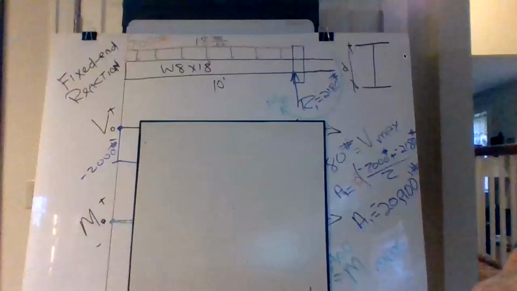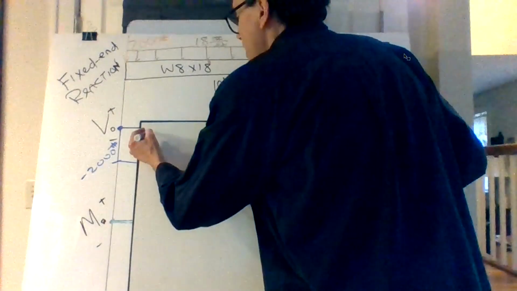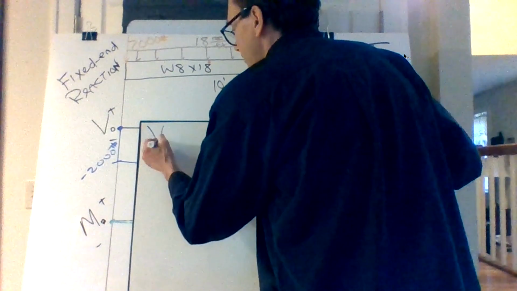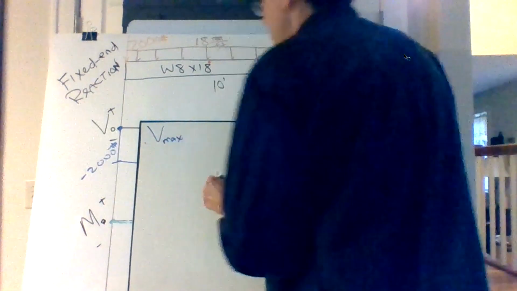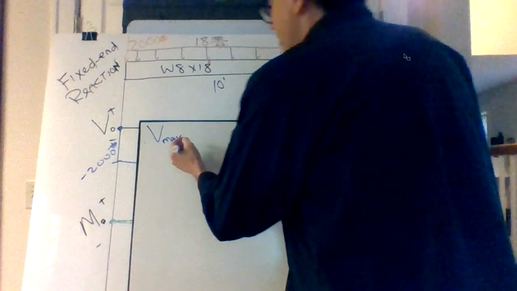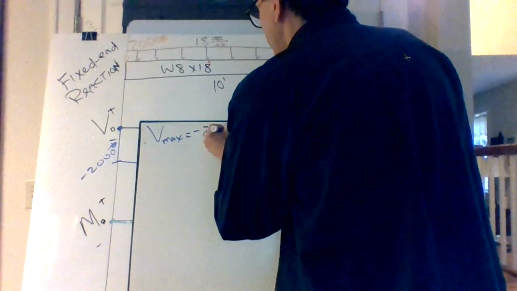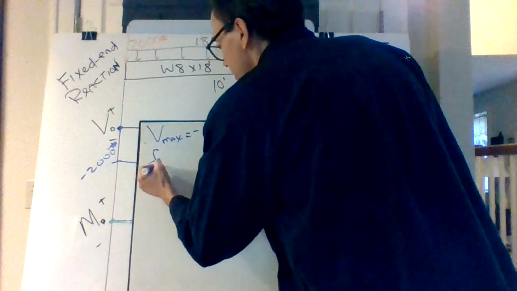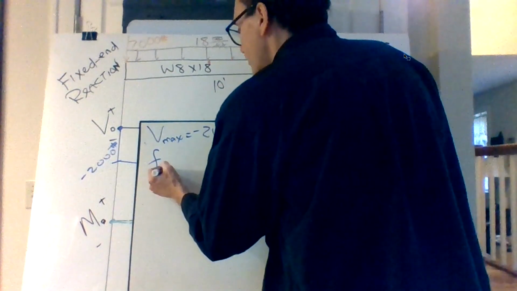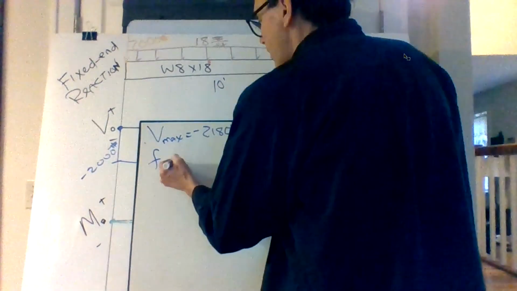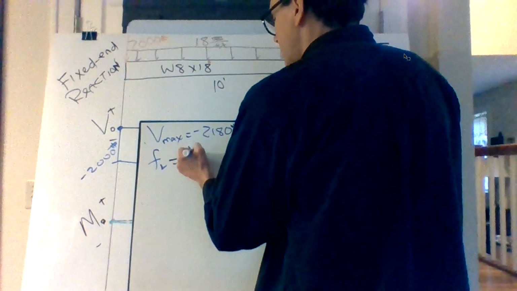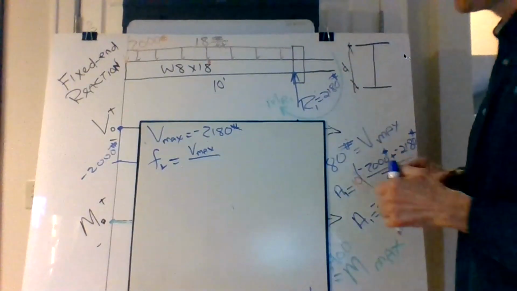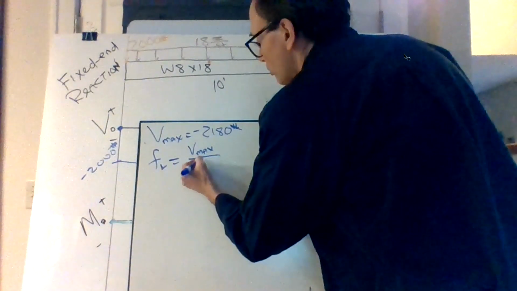Okay. So now we're going to use shear, and V max is equal to what? Minus 2180. Little V is shear. Now it's just going to be load over area. That other one for horizontal shear was just wood. So we're just going to go load over area.